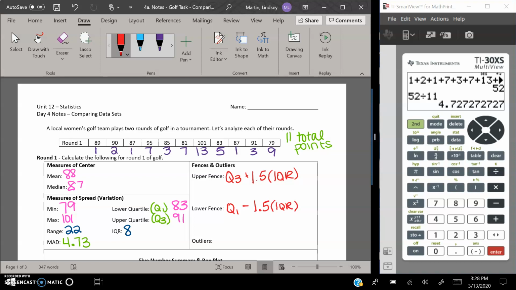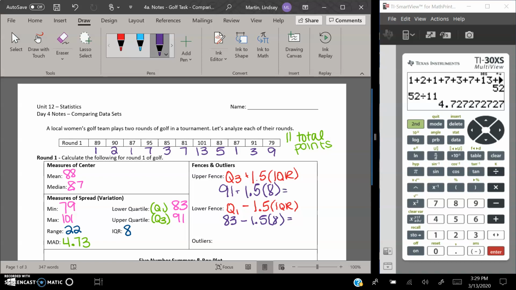Now I can plug in these data values from the points that I have found previously. My Q3 value, or my upper quartile, is 91. And we will add 1.5 times my IQR of 8. Next, I need to find my lower fence, which is my Q1 value of 83. And I will not add, I will subtract 1.5 times my IQR of 8 as well.